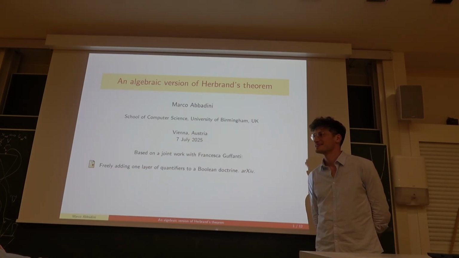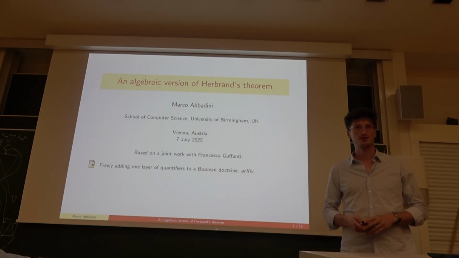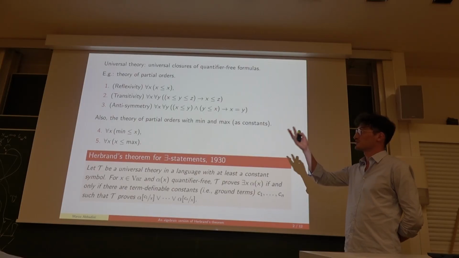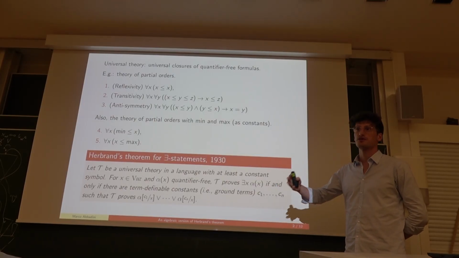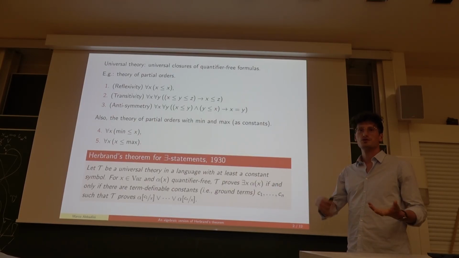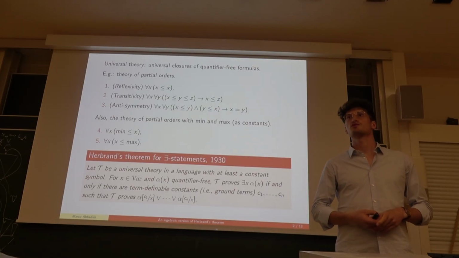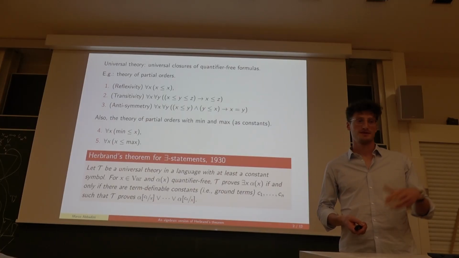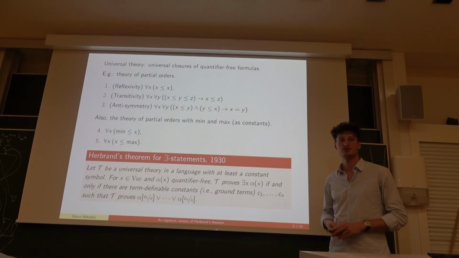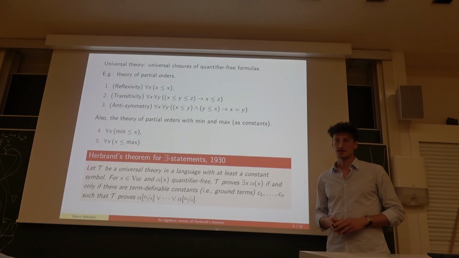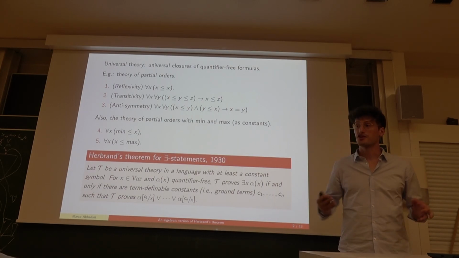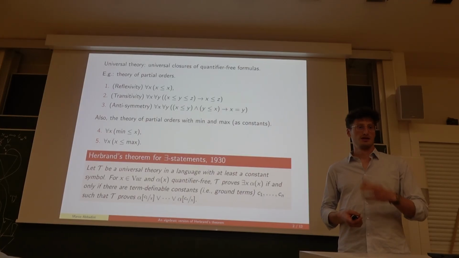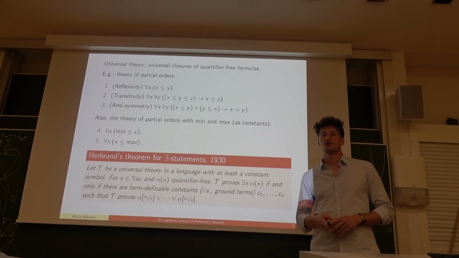Theorem. Thank you. Yes, so let's quickly recall Herbrand's theorem. For this, we need the notion of universal theory. As you know, it is a theory whose axioms are all universal closures of quantifier-free formulas. Just to have an example, the theory of partial orders: reflexivity, transitivity, and antisymmetry are all universal statements. Or also the theory of partial orders with min and max, if you take these as constants. For example, for all x, min is less or equal than x.